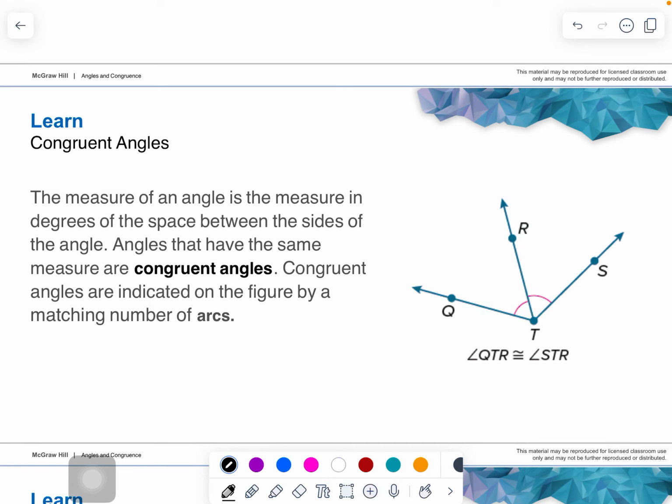Right, now we're learning about congruent angles. The measure of an angle is the measure in degrees of the space between the sides of the angles. Okay, what does that even mean? The measure of an angle is the measure in degrees of the space between the sides of the angles. These right here, this right here, this right here.